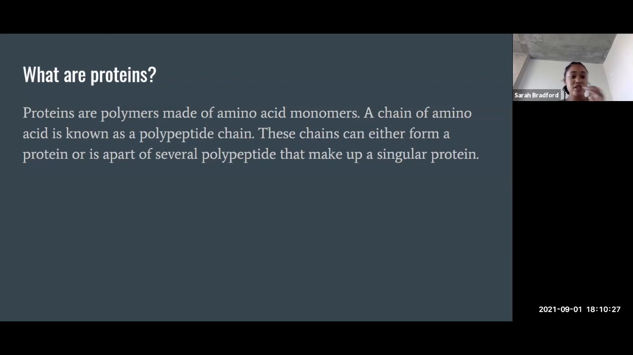So we're going to go ahead and get started with what proteins are. Proteins are polymers made of amino acid monomers. A chain of amino acids is known as a polypeptide chain. These chains can either form a protein or be part of several polypeptide chains that make up a single protein.